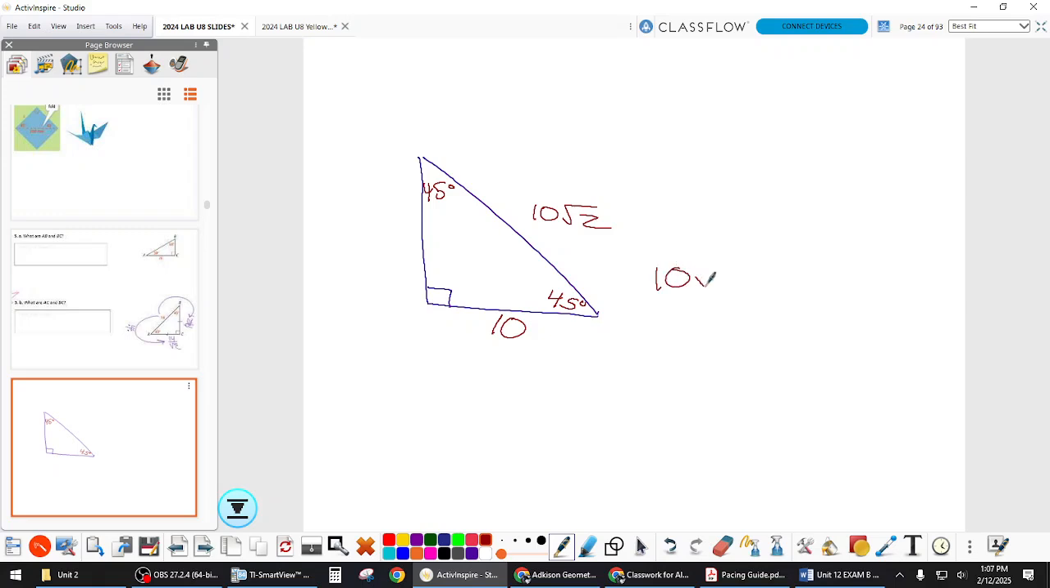Yeah, it's basically this, right? 10 root 2, the hypotenuse, divided by root 2. What happens to those two things? They just cancel, okay? So this is 10. Let me leave that for a second. How long is this side? Also 10. Good?